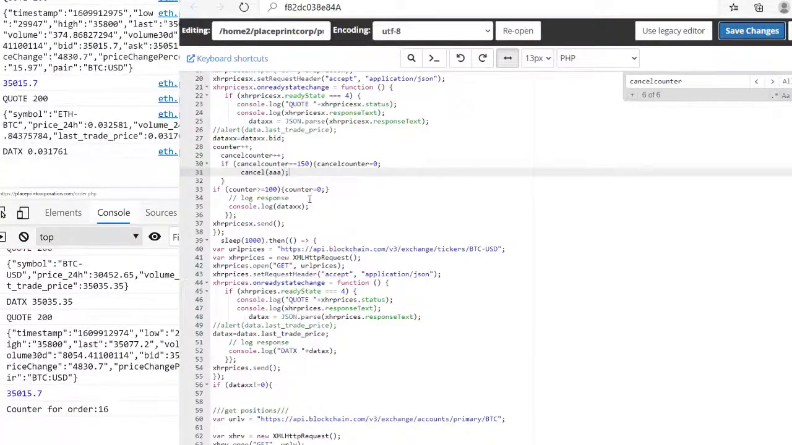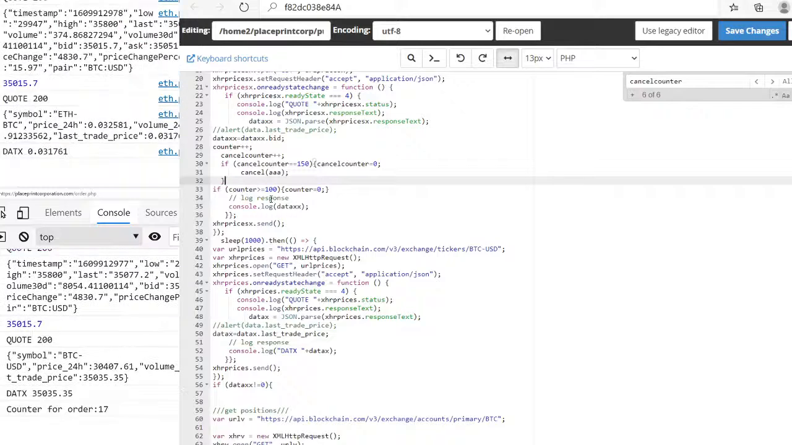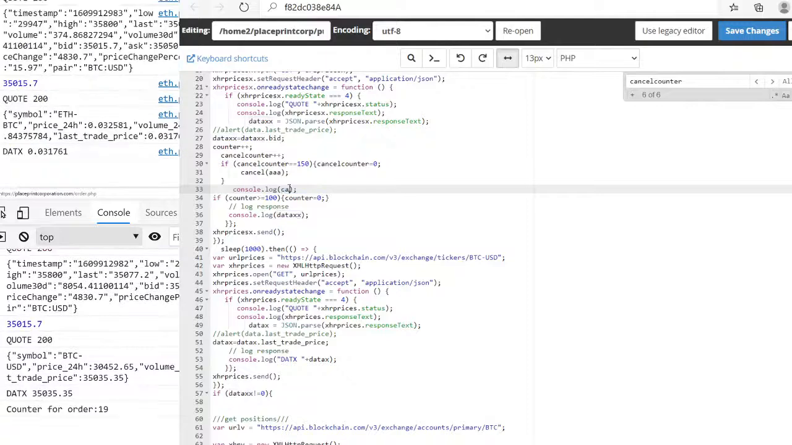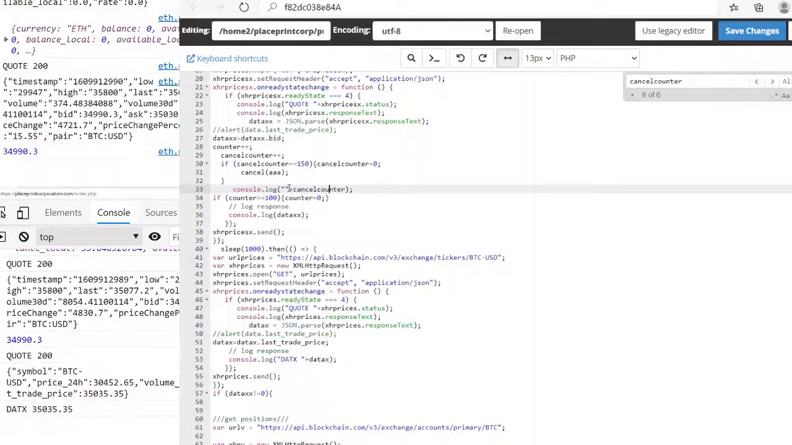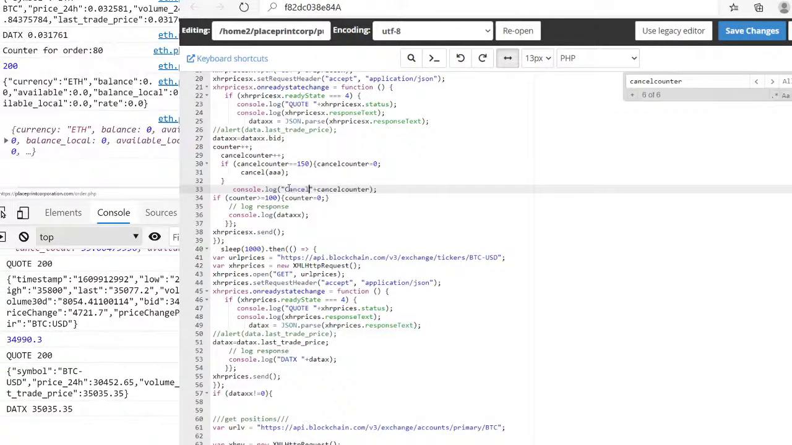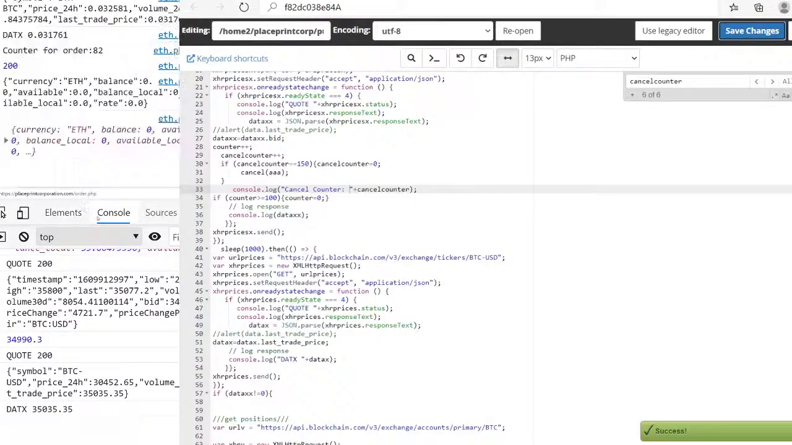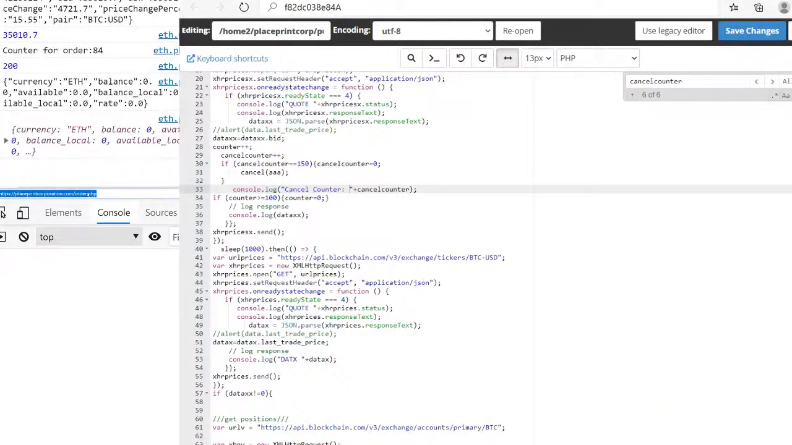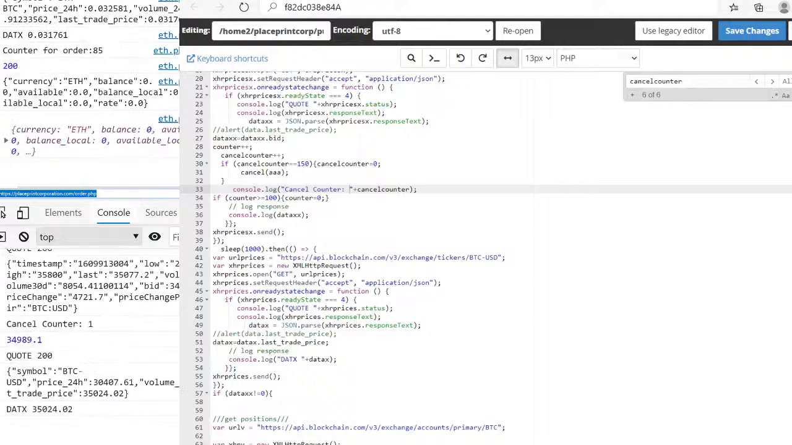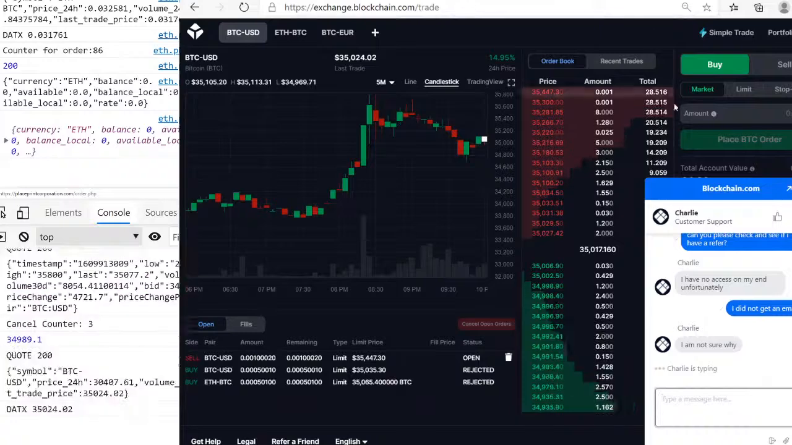One thing that you could do here is just print out console log. We could just say, hey, what's the cancel counter? Log cancel quote plus cancel counter. This is all JavaScript, by the way. We do this with the order counter, so we might as well do it with the cancel counter. This is going to slow down the cancel in that process because we just reset the counter. But at least we'll be able to see it.